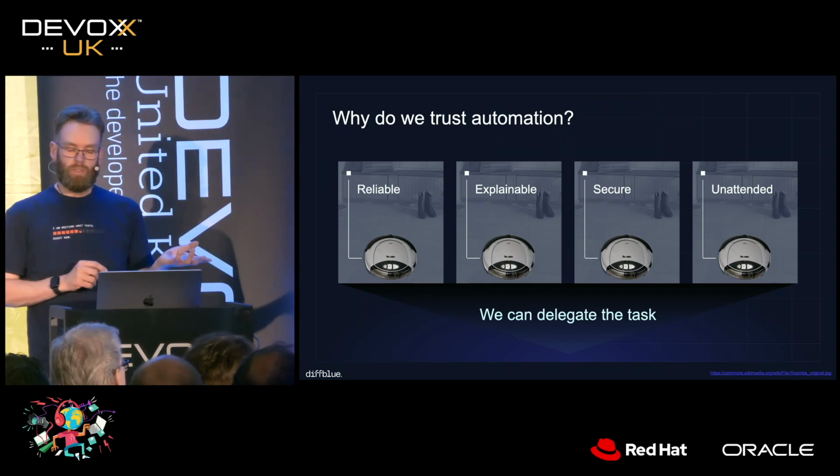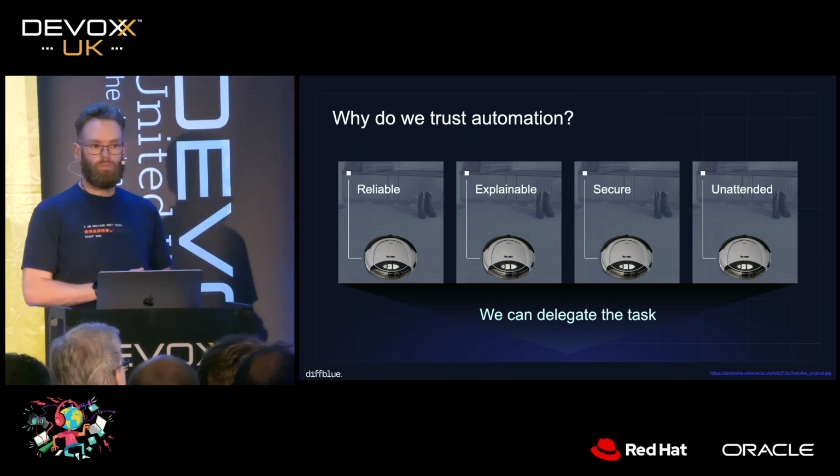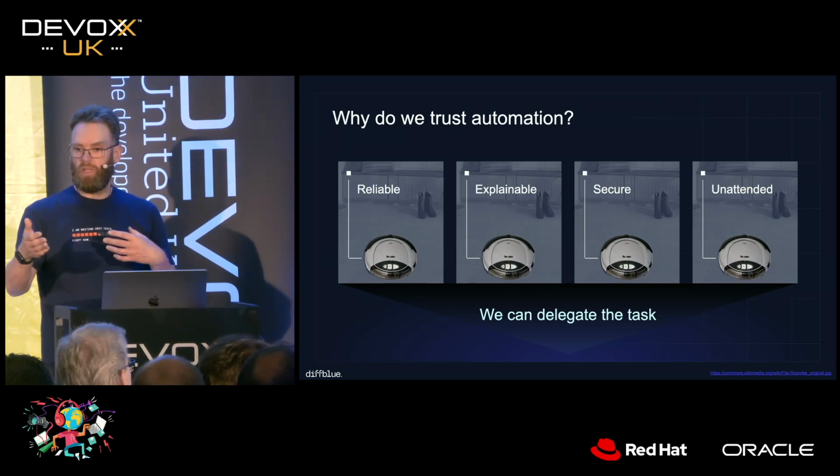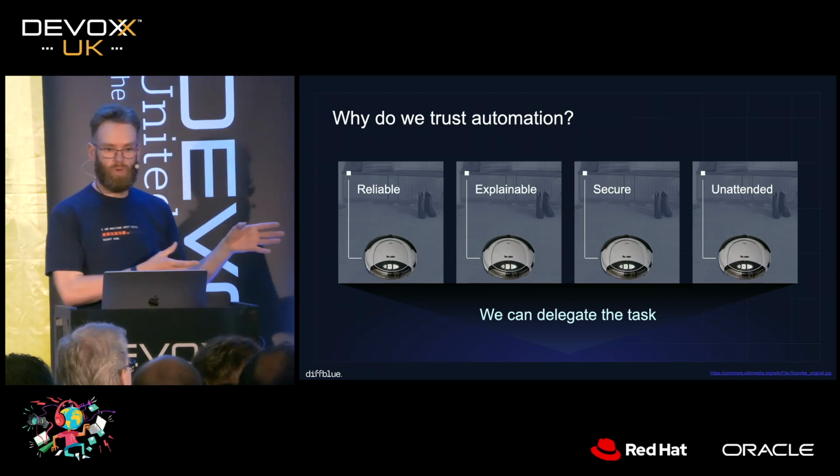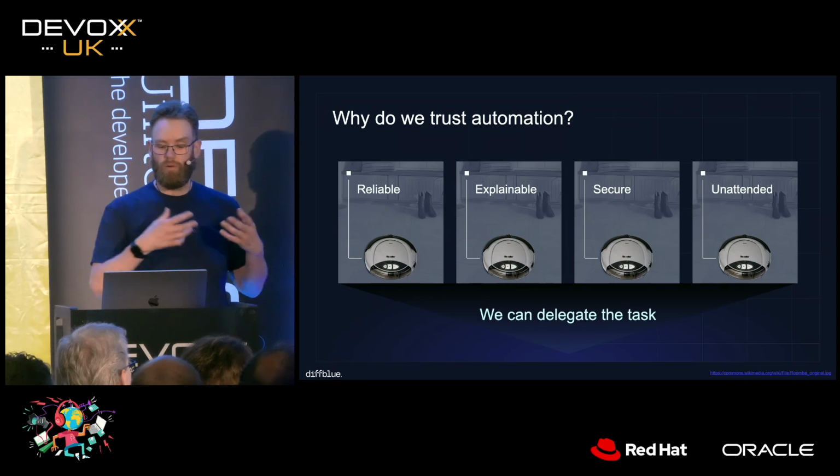It's explainable. We can say, OK, great. You have a low battery. Means you can't cover that particular area. Fine. It's going to find its way back to its home base. It's going to recharge. It's going to carry on.